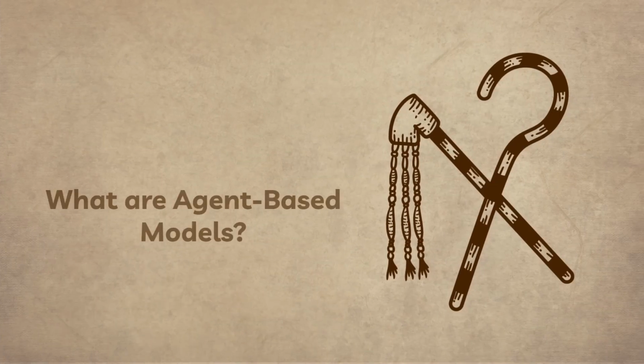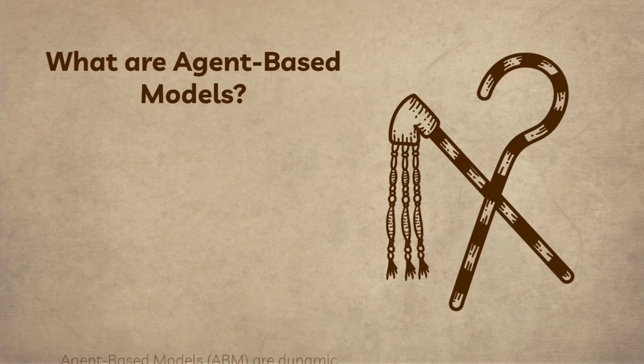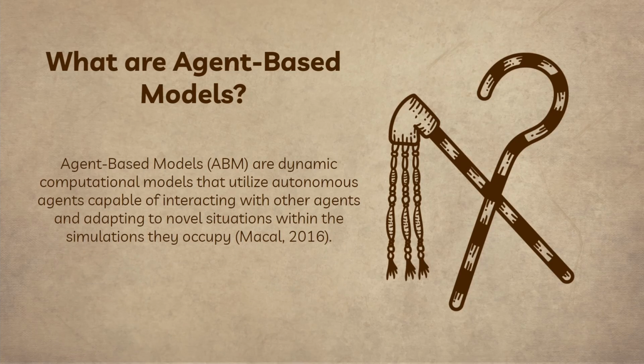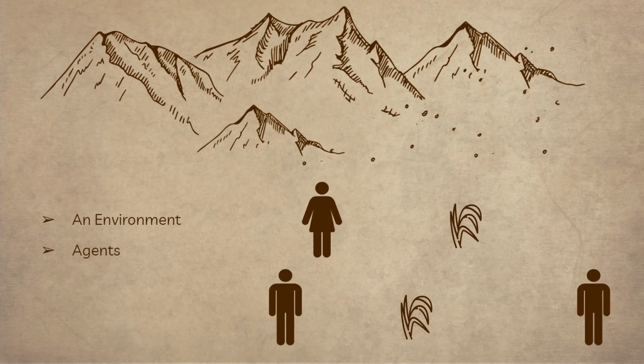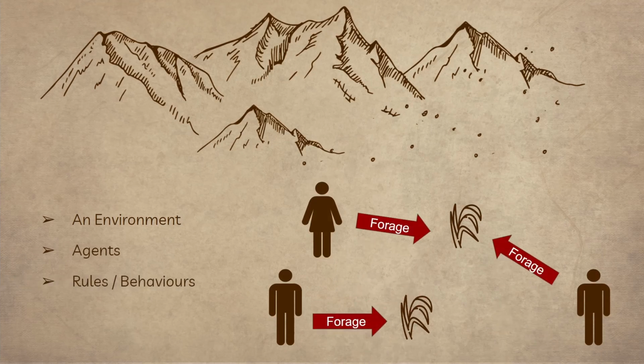So, what are agent-based models? Well, formally, agent-based models, or ABM, are dynamic computational models that utilize autonomous agents capable of interacting with other agents and adapting to novel situations within the simulations they occupy. Informally, you can think of an agent-based model as simply an environment, a set of agents that occupy said environment, and a set of rules or behaviors that govern how said agents interact with the environment and amongst themselves.